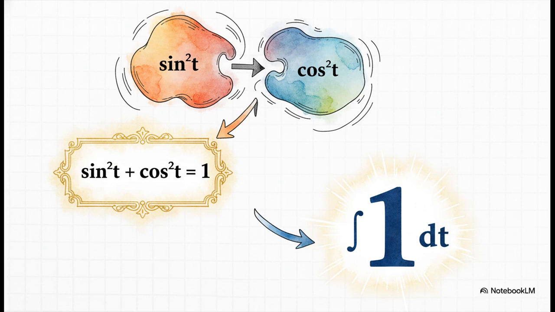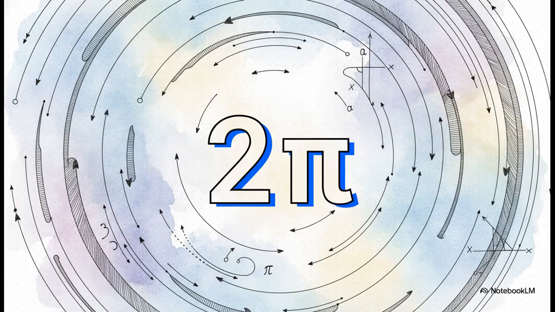When we substitute everything into the integral, we get negative sine of t times negative sine of t, plus cosine of t times cosine of t. That simplifies to sine squared t plus cosine squared t. And what's that? It's only the most famous identity in all of trigonometry. It's just equal to 1. The entire complicated integral just collapses into the beautifully simple integral of 1 dt. And the integral of 1 from 0 to 2 pi is, of course, just 2 pi.